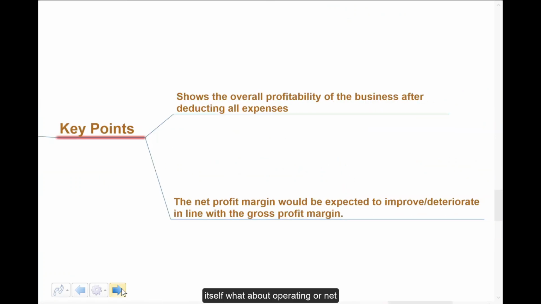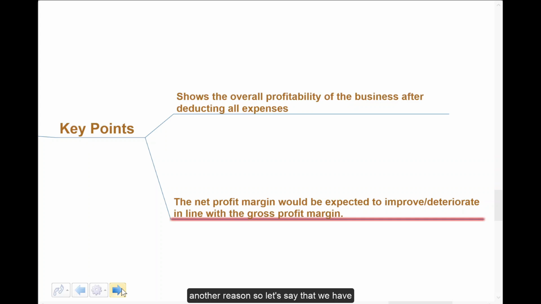What about operating or net profit margin? Really, overall profitability. We know that net profit's right down at the bottom, so there we have it after all expenses have been deducted. And indeed, we would suggest, and I've seen questions on this, so be careful, where you have, let's say, an improvement in gross profit margin, normally, without any other information, you would probably expect an improvement of the same sort of line with net profit margin. If there isn't, then obviously there's another reason.